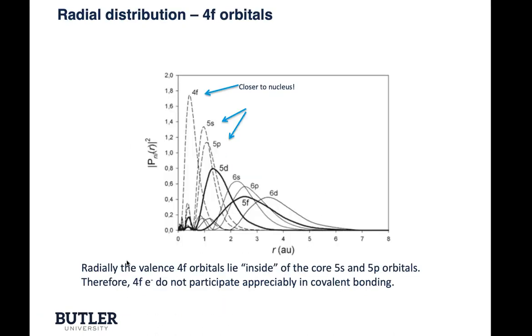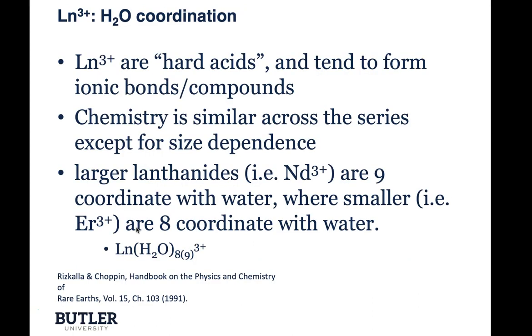One of the reasons for all of the strange behavior in terms of chemistry, spectroscopy, structure, and so forth has to do with the fact that the 4f electrons, and right now I'm showing the radial distribution, actually lie inside the core electrons. They're closer to the nucleus than the 5s and 5p core electrons. So your valence electrons are shielded by core electrons, and what that means is that they don't really participate much in bonding, or in covalent bonding. This has some application towards their chemistry.